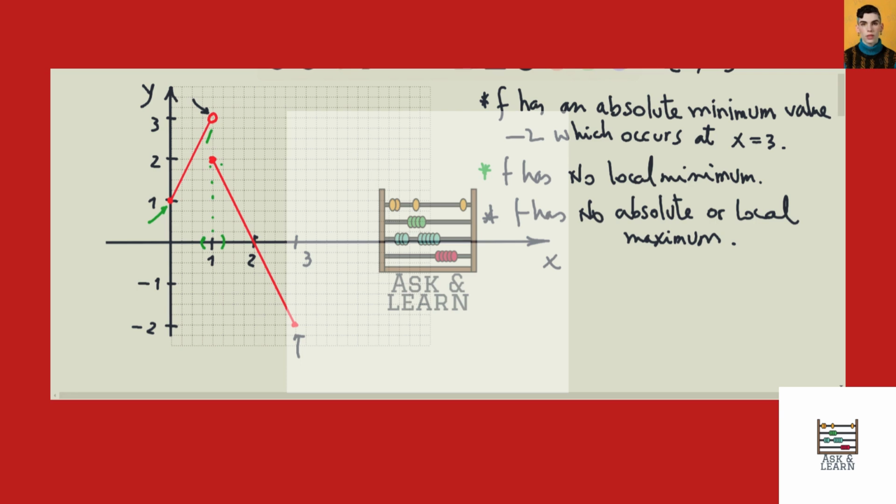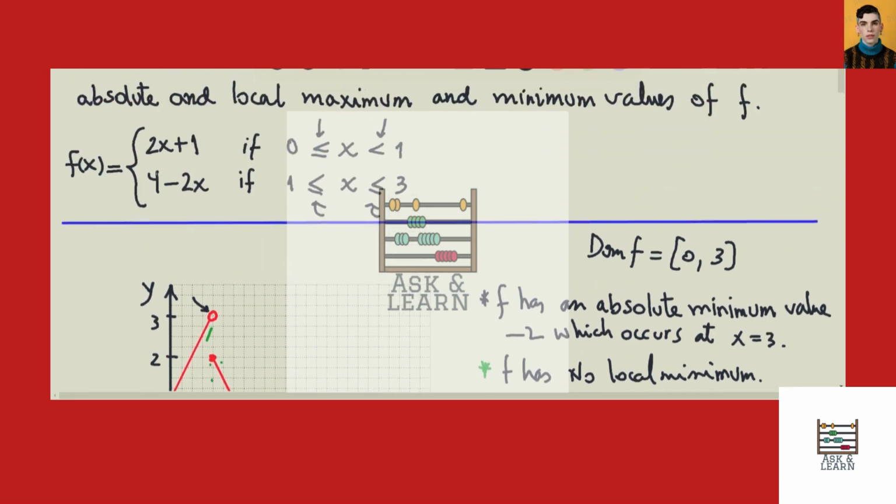So the only thing that this function has is an absolute minimum value, negative 2 at x equals 3, at the right endpoint of the domain. And so this is the result in this problem.